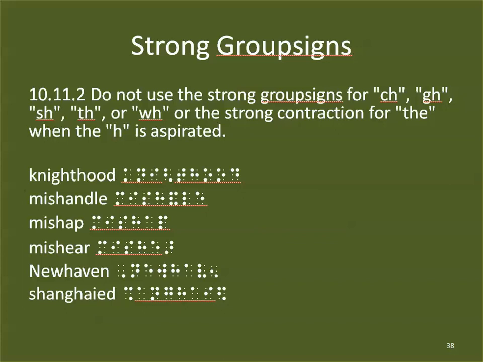Mishandle, we're not using SH because we pronounce the H. Mishap, same thing. Mishear, same thing. New Haven, we're not using WH because we're pronouncing the H. And Shanghai, we're not using GH because we are pronouncing that H, Shanghai.